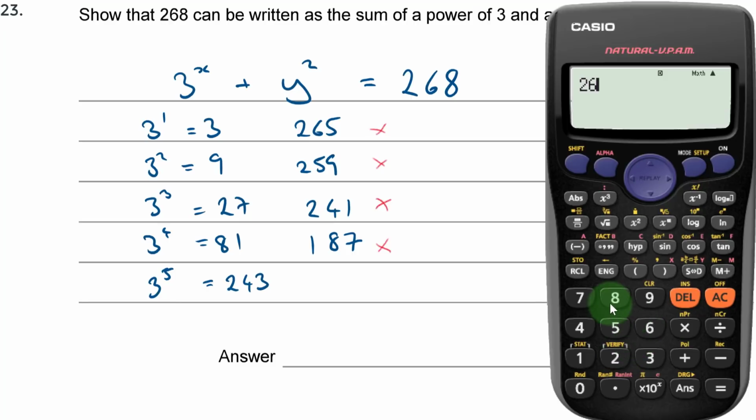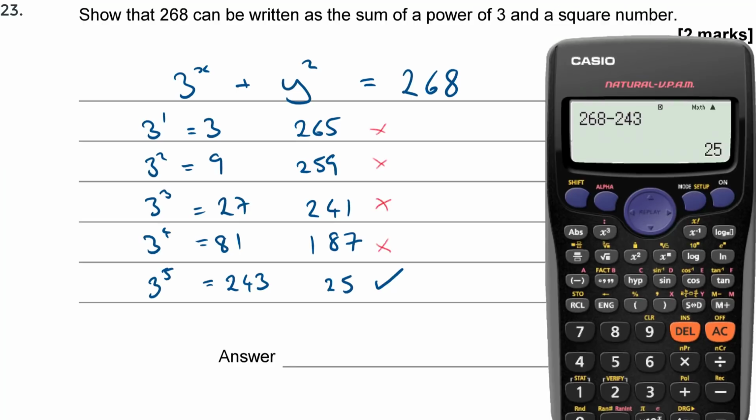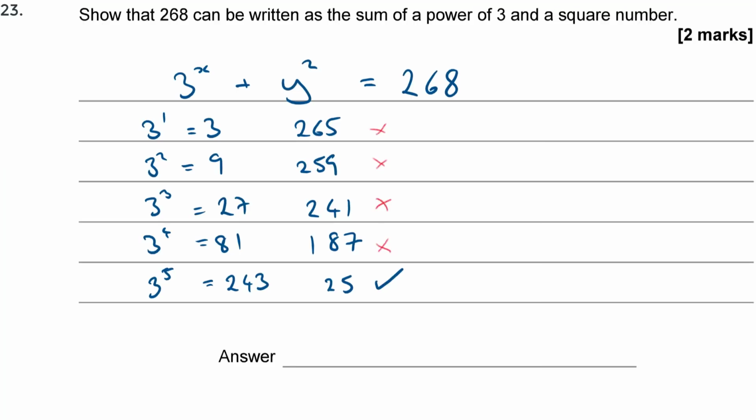268 minus 243 leaves us 25, doesn't it? And 25 is a square number. So, show that 268 can be written as the sum of a power of 3 and a square number. So then I can just write that 268 is equal to 3 to the power 5 plus 5 squared.